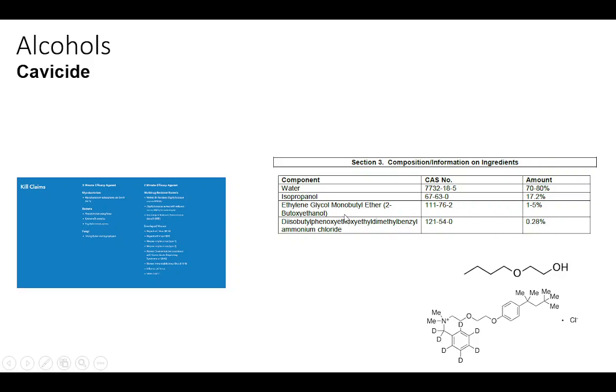So this one, 2-butoxyethanol, which is this right here. And this one, diisobutylphenoxyethoxyethyl dimethylbenzyl ammonium chloride, which is this right here. These are different chemicals with different properties that we're looking at. This is similar to benzalkonium chloride, which is another type of surfactant that we have.